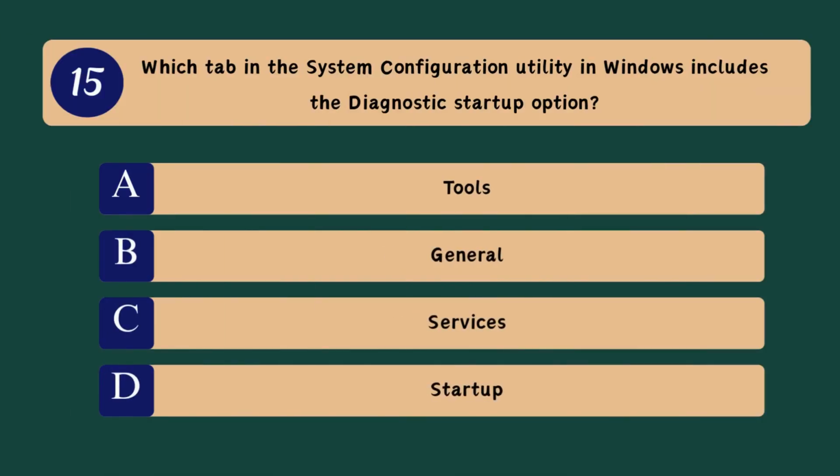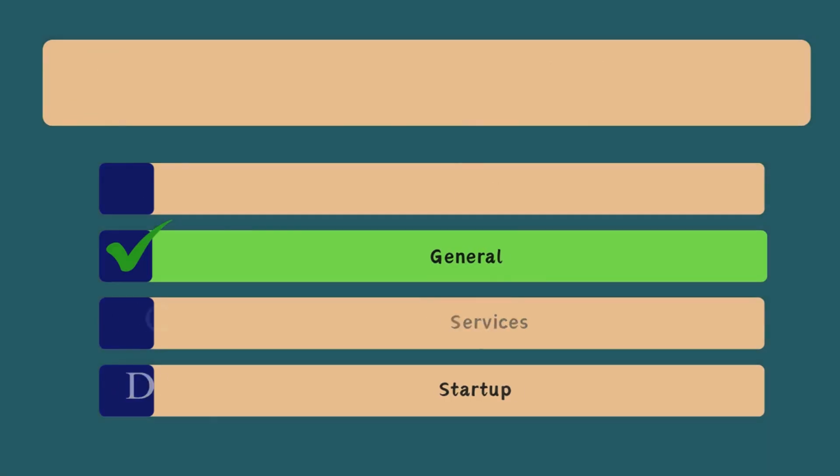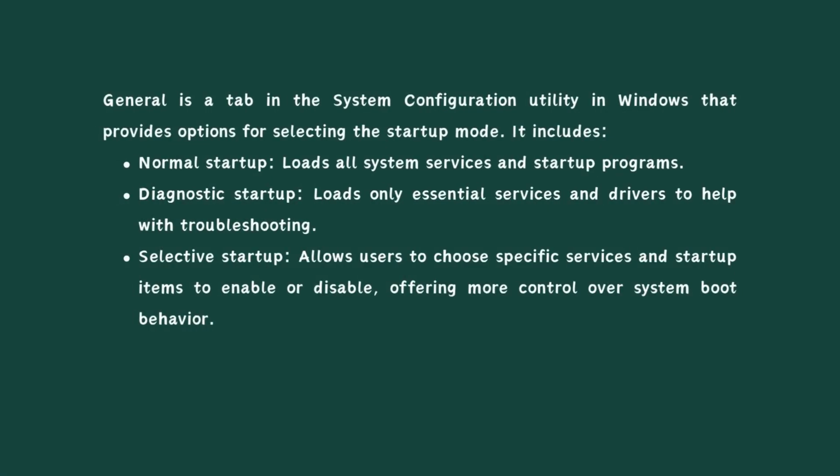Question 15. Which tab in the System Configuration utility in Windows includes the Diagnostic Startup option? A. Tools. B. General. C. Services. D. Startup. Correct answer. B. General. General is a tab in the System Configuration utility in Windows that provides options for selecting the startup mode.